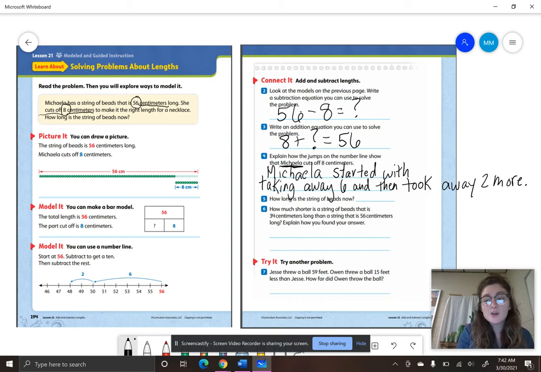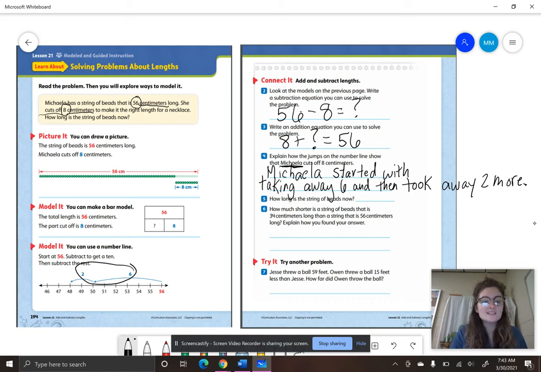Why did she have to take away 2 more? Because she took away 8 centimeters total. So we needed to make sure that our jumps show a total of 8 centimeters taken away. So let's look at our number line.